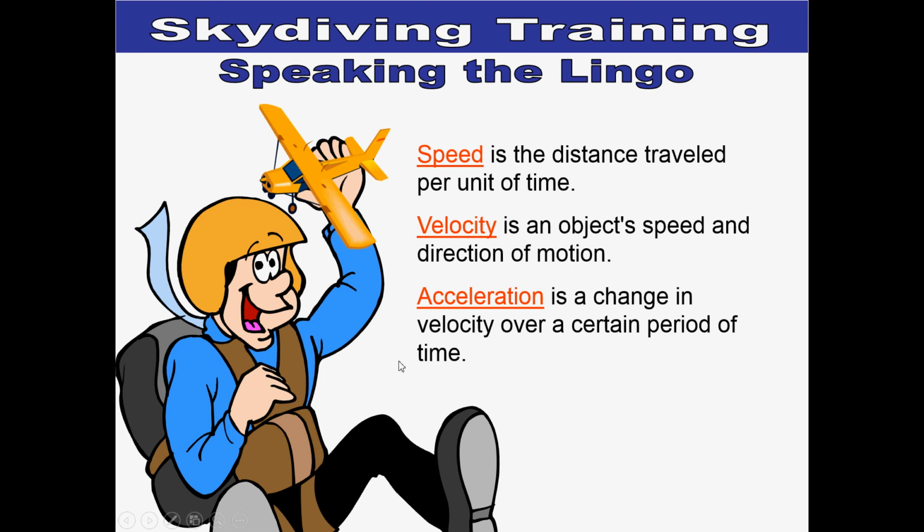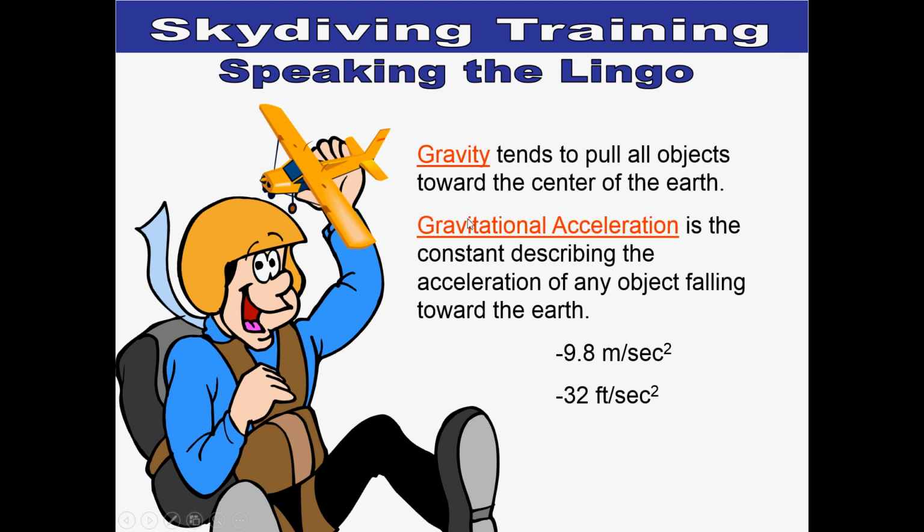Acceleration is a change in velocity over a certain period of time. So if you go from 20 feet per second to 30 feet per second, you have a change in velocity of 10 feet per second. And if you went from 20 feet per second to 30 feet per second in 5 seconds, you changed 10 feet per second over 5 seconds, so you changed 2 feet per second squared. And that's acceleration. Now, gravity is, of course, something that pulls things towards the center of the Earth, and it also creates an acceleration.